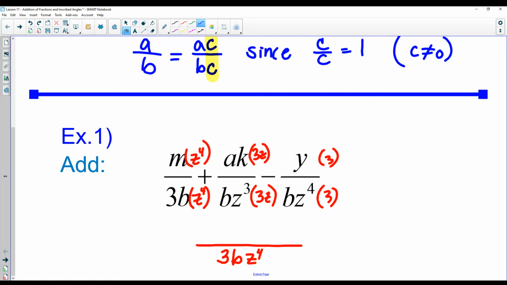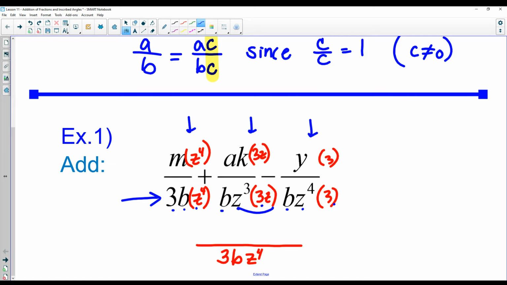Now we want to examine our denominators. Notice we have 3bz to the 4th. Yep, 3bz to the 4th. Add those together, 3bz to the 4th. Now that I have a common denominator, I'm allowed to add together my numerators.